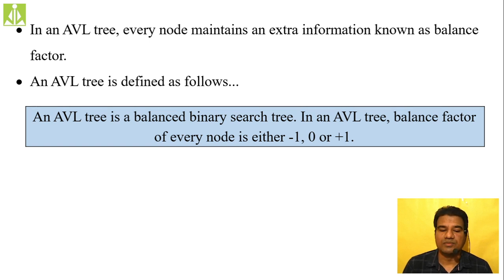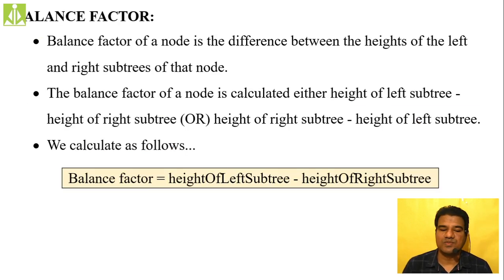So we can define the AVL tree as a balanced binary search tree. In an AVL tree, the balance factor of every node must be either 1, -1, or 0, nothing other than that. So what is the balance factor? It is the difference between the height of the left subtree and the right subtree.